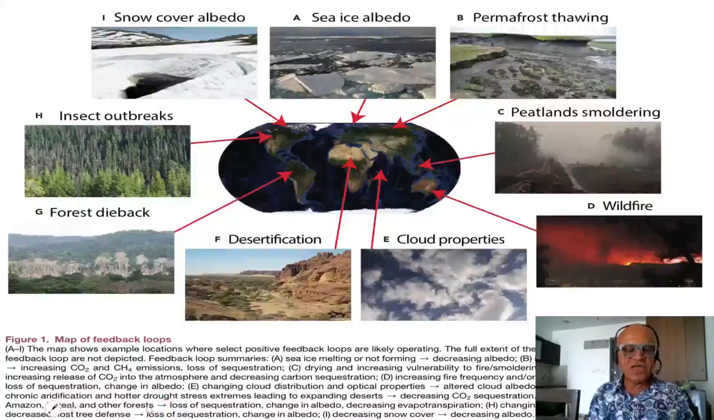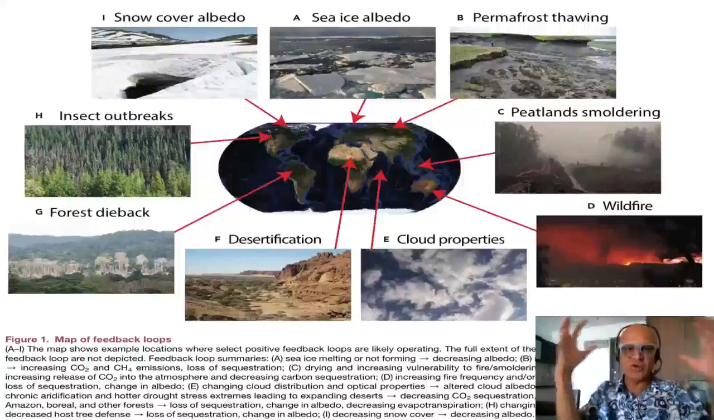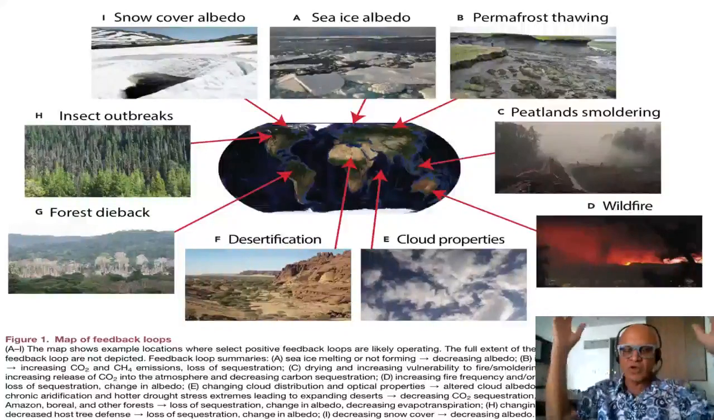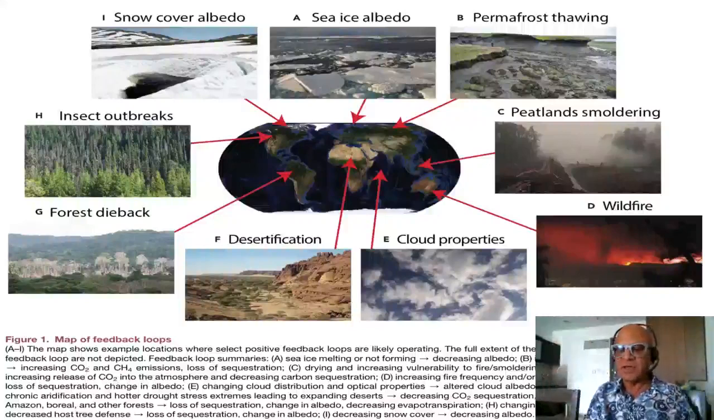Increasing chronic acidification and hotter drought stress extremes leading to expanding deserts, decreasing CO2 sequestration, and increasing albedo. Again, something we have to look for. Increasing albedo, in fact, can reflect more sunlight. Deserts in general can have negative energy budget in terms of heating during the day and losing energy during the night because there are no clouds and outgoing longwave can go straight to space.